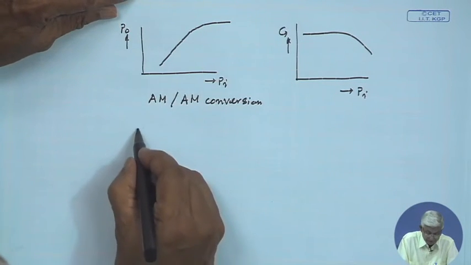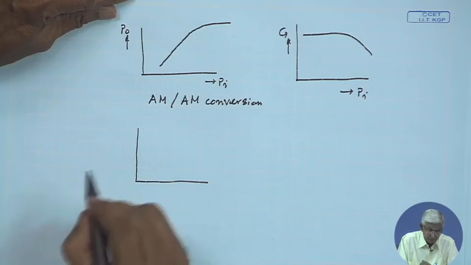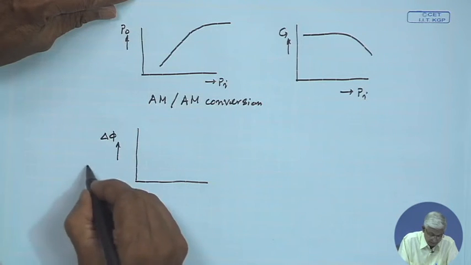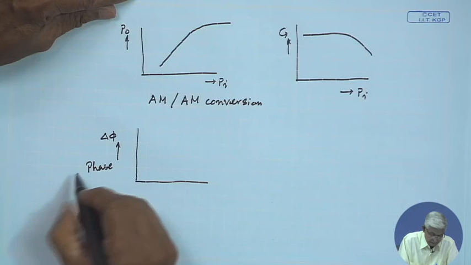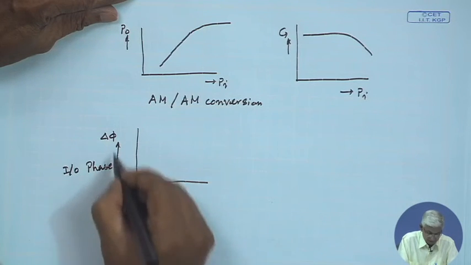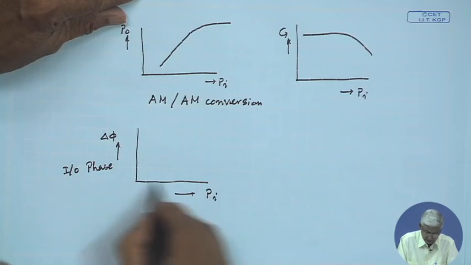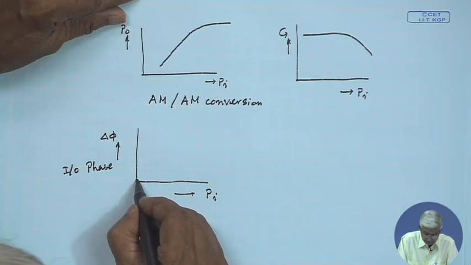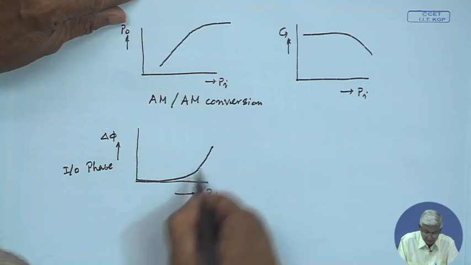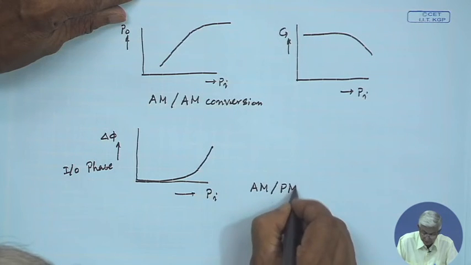There is one more effect that happens, that is in phase. So input phase to output phase, if I take the difference and call it delta phi, that is phase. Input to output phase, that is delta phi. And as we increase the input, it is constant and then the difference increases. Now this is called AM to PM conversion.